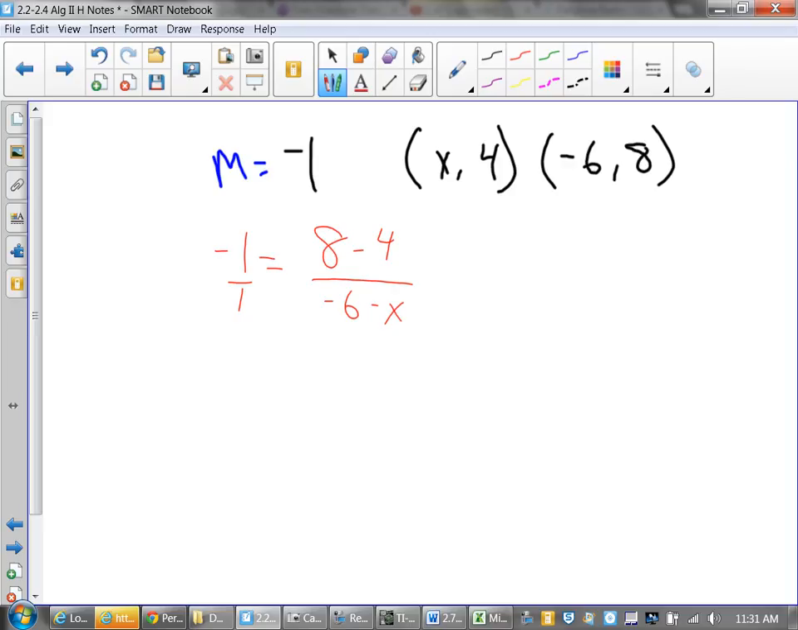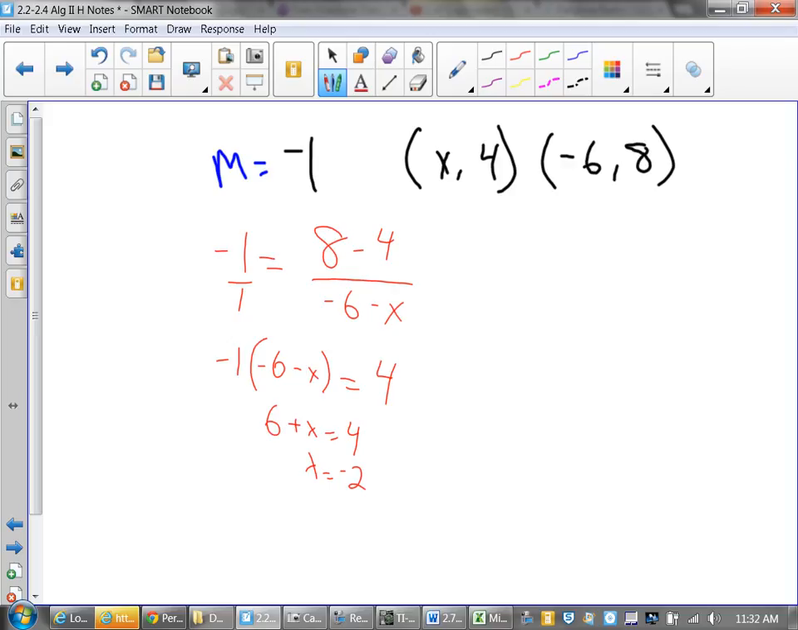Yeah. Okay. Now, since the slope is just -1, that means the denominator is also 1. We're okay on that? And that's what a lot of people tend to forget. Even if, let's say, your slope was 8, you just put that over 1 and it's going to work out just fine. So cross multiply out, you get -1 times -6 minus x is 4. We okay with that? Distribute the negative. 6 plus x is 4. Did you get -2? Yeah.